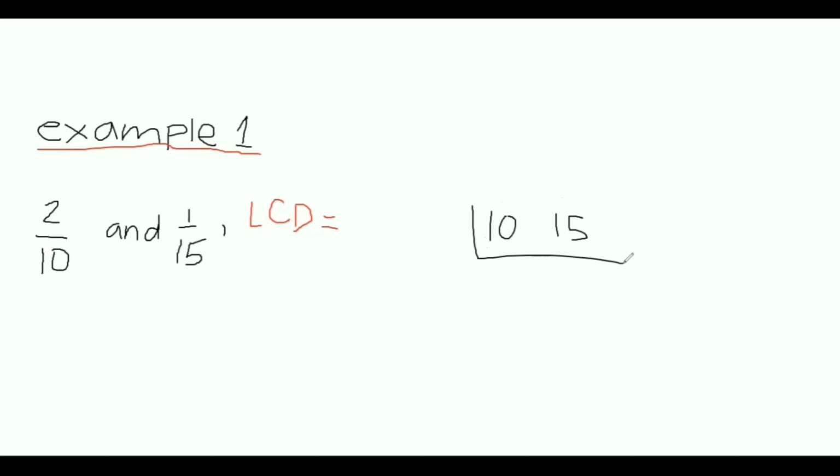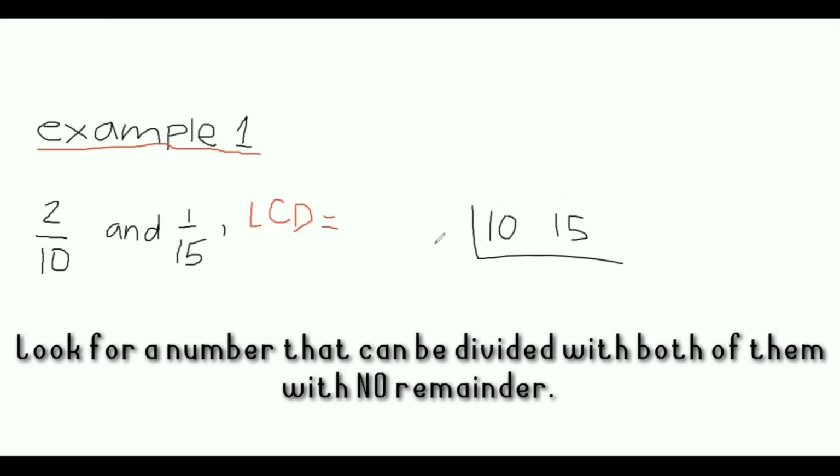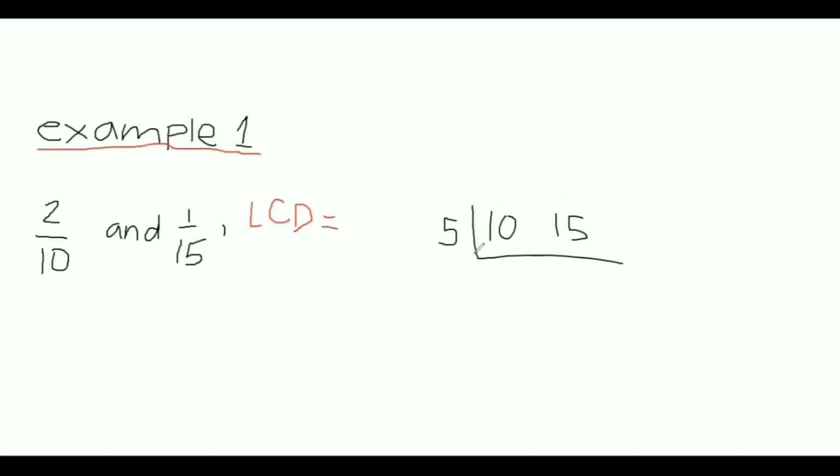And then, we are going to look for the factors, the common factor of 10 and 15. So, ano nga ba yung pwede nating i-divide sa 10 at sa 15? So, pwede natin silang i-divide sa 5. So, 10 divided by 5 equals 2. And then 15 divided by 5 equals 3.